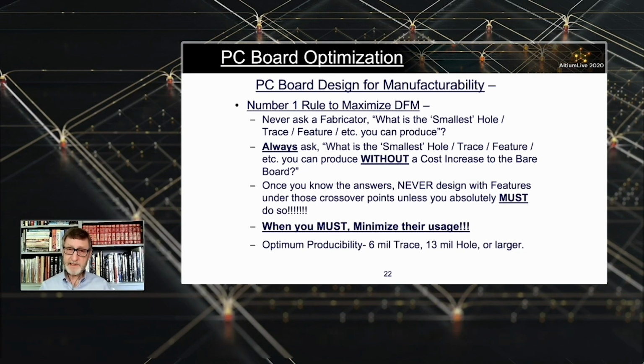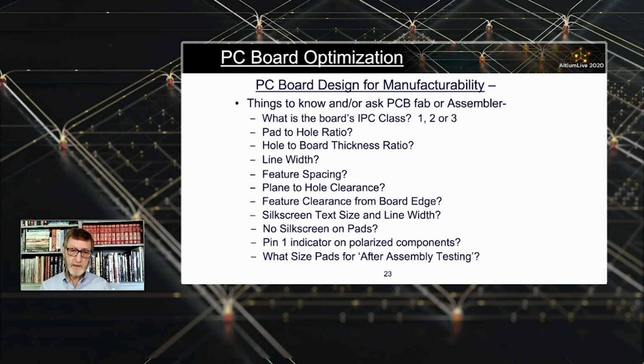Make their job as easy as possible. If you have to have 2 mil lines in the area of a 0.65 millimeter pitch BGA so that you can get some of the lines out of the pin field, then use them, but only use them there. Don't use them everywhere. Understand the impact you have on design. Talking about slide 23 for a minute, things you need to know or things you need to ask.